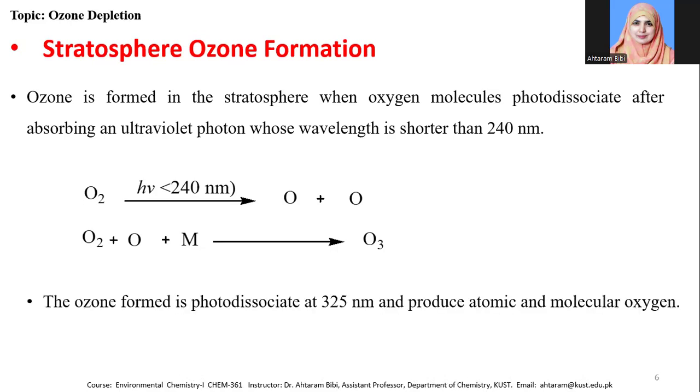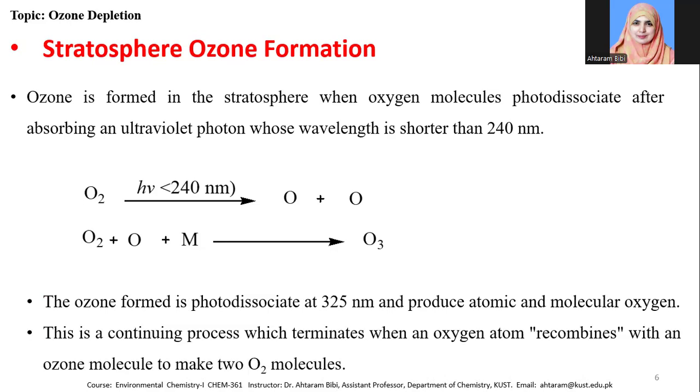the ozone molecule. The ozone formed photodissociates at 325 nanometers and produces atomic and molecular oxygen. This process continues and terminates when an oxygen atom recombines with an ozone molecule to make two oxygen molecules. So tons of ozone are formed in the stratosphere by the dissociation of oxygen molecules and then combining the oxygen molecule with atomic oxygen and ozone. This process continues to form the ozone layer.